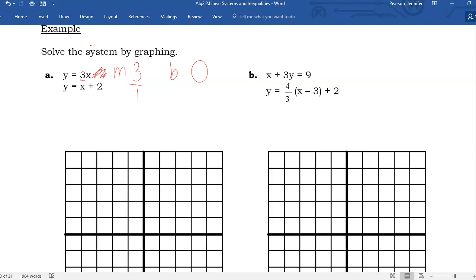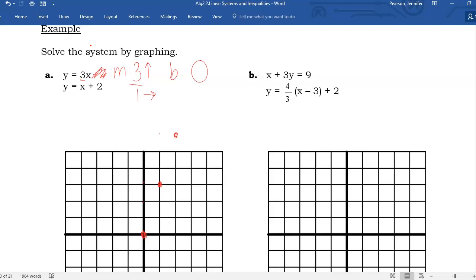So this is telling me I'm going to start at 0, and then I'm going to go up 3, and I'm going to go right 1. And I'm going to repeat that constant rate of change until I have enough points to form a line. So we start at 0, that is my intercept value. Then I'm going to rise 3, and I'm going to run 1. And there's my second point. I'm going to go off the graph, I'm going to eyeball one more, just so I can have a couple points. Rise 3, run 1.